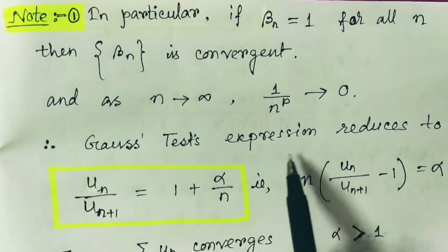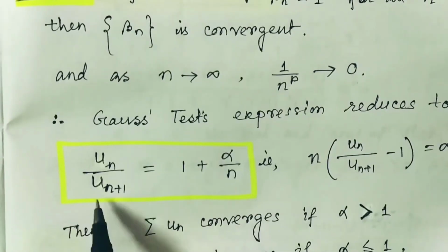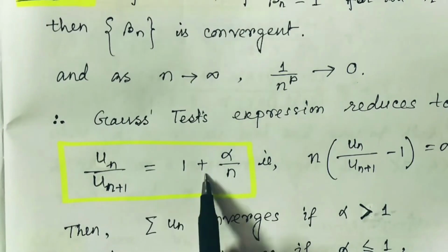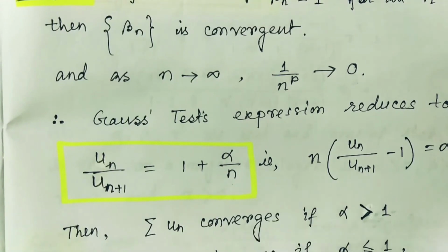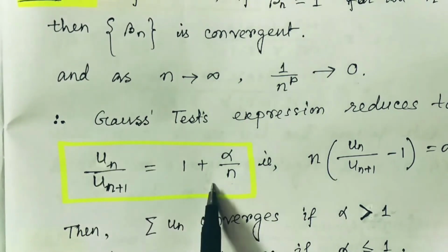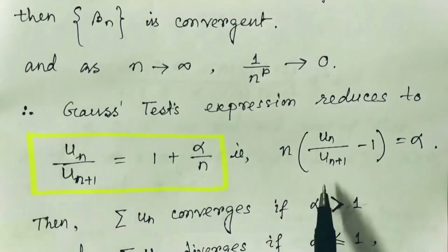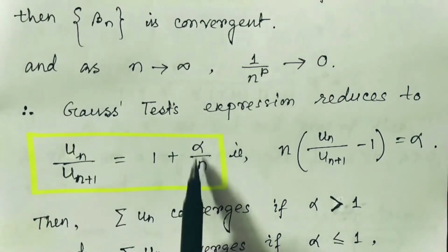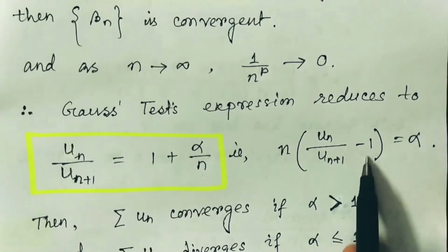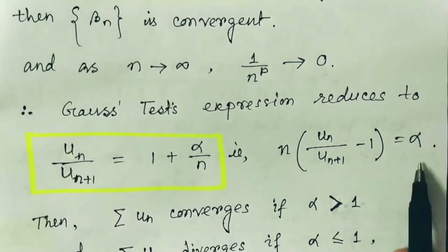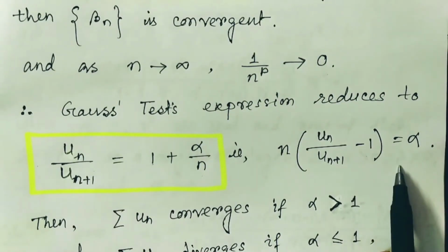So the last term Bn by n to the power p, if we just omit, then what happens? In the Gauss test, this expression reduces to un divided by un plus 1 is equal to 1 plus alpha by n. That is nothing but your expression for the alternative Raabe's test, if you can remember. If you can't, I am referring you to the previous video, where the alternative statement of Raabe's test is exactly this one. Here 1 plus alpha by n, we can take 1 this side so that it is un by un plus 1 minus 1. Then if you multiply by n, we will finally get this one.